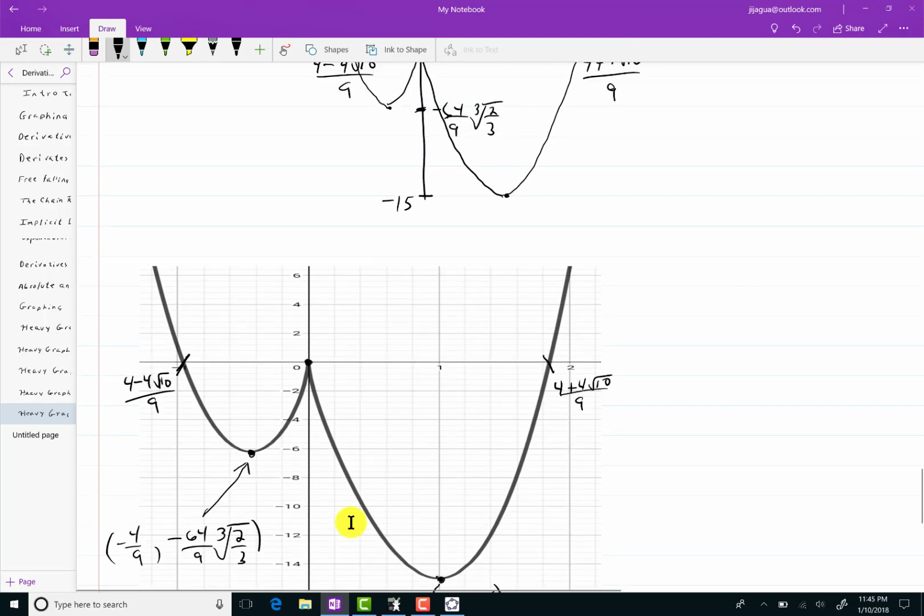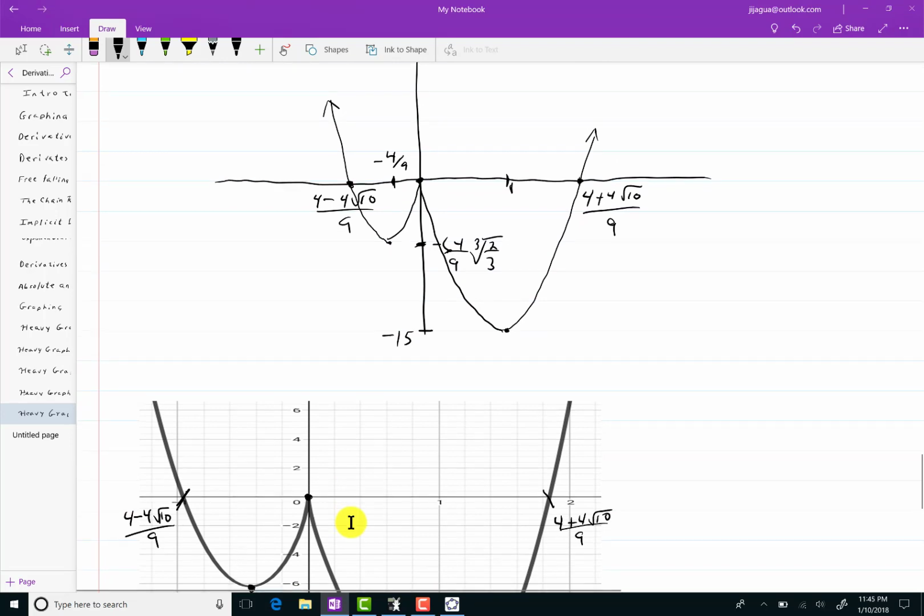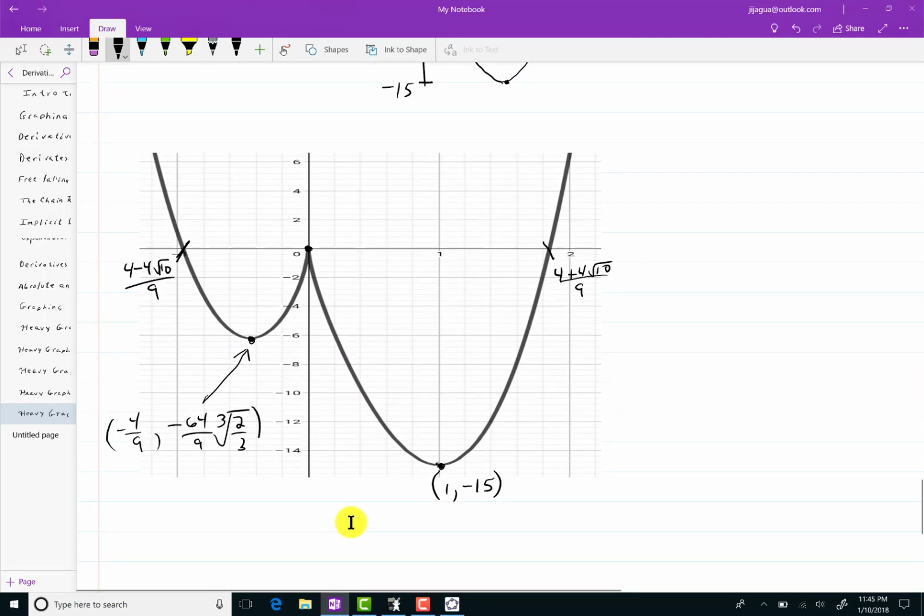So, while I'm able to use my calculator to help me out, I'm still able to get exact answers here. So that's all for this particular problem. I think it's finished.